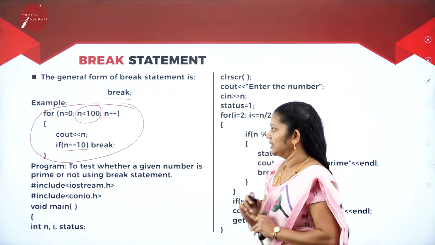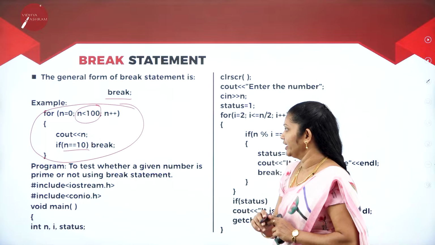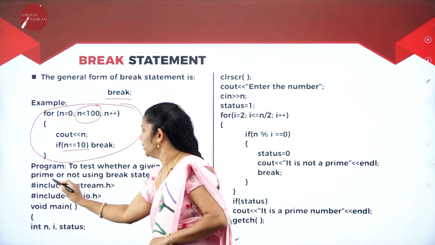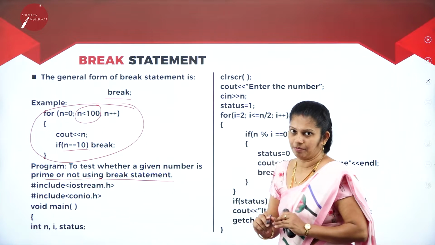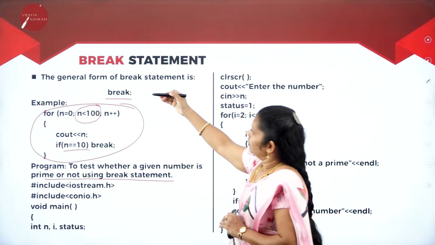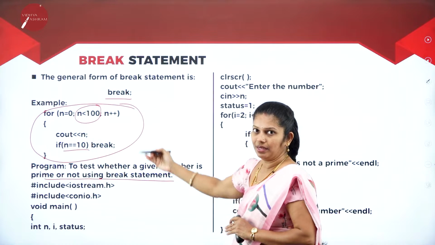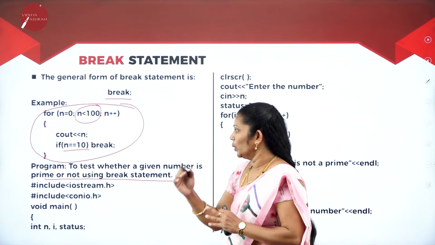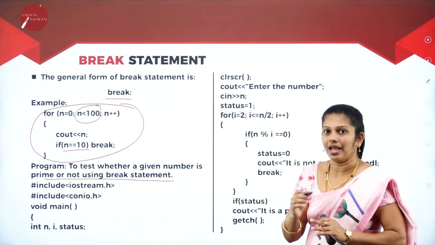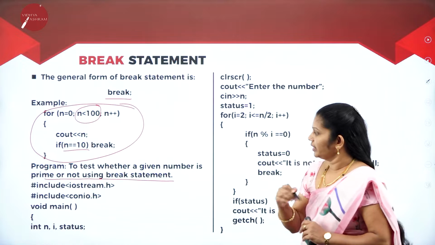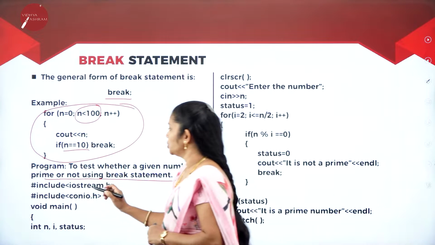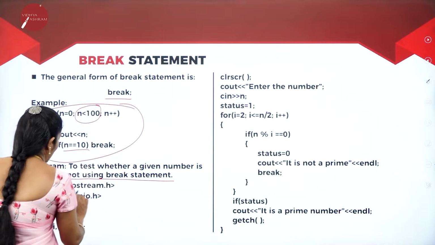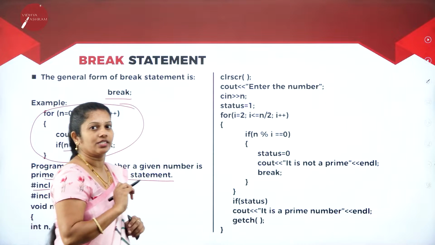Now we'll explain an example program to test whether the given number is a prime number or not using the break statement. Here is the syntax as well as the example. Now we are explaining the program regarding that. I want to check whether the given number is a prime number or not. Then how to do that? First, as usual, we have to start with the header file #include iostream.h.